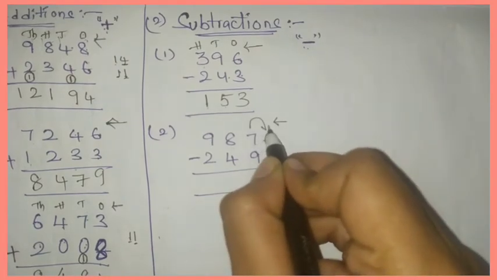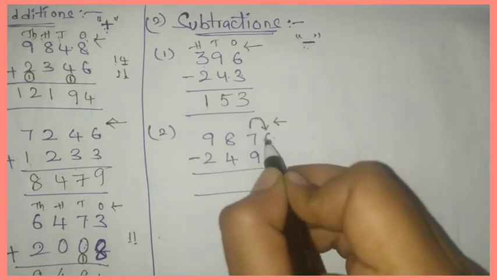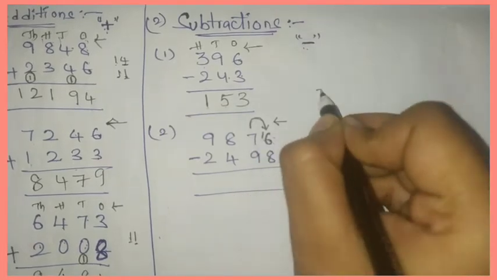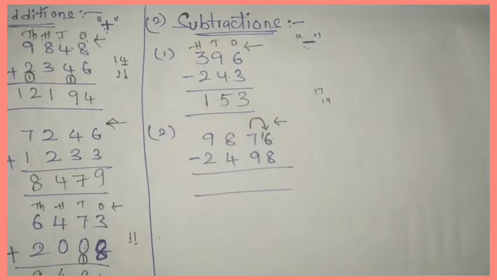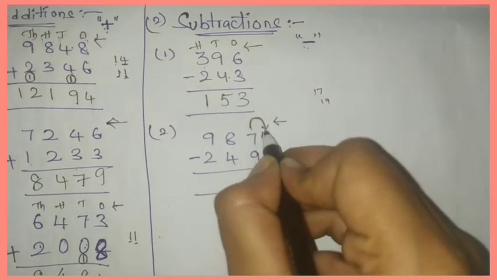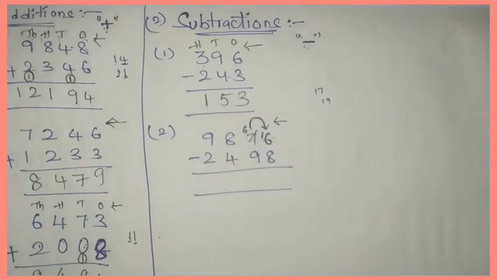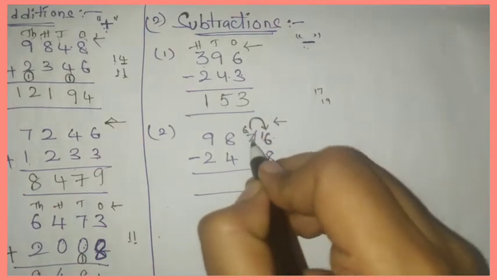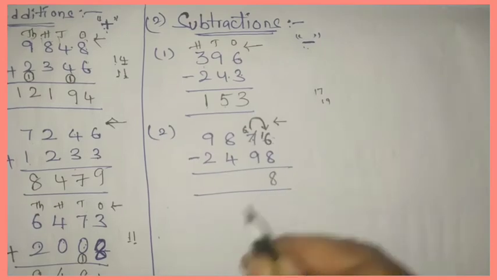When we are taking borrow, we will get 10 points. 6 will become 16. If it is 7 it will become 17, 9 means 19, 8 means 18. Like that. When we are giving borrow here, the 7 will become 6. If it is 6 it will be 5, 5 means 4. Before number we have to write. 16 minus 8 is 8.